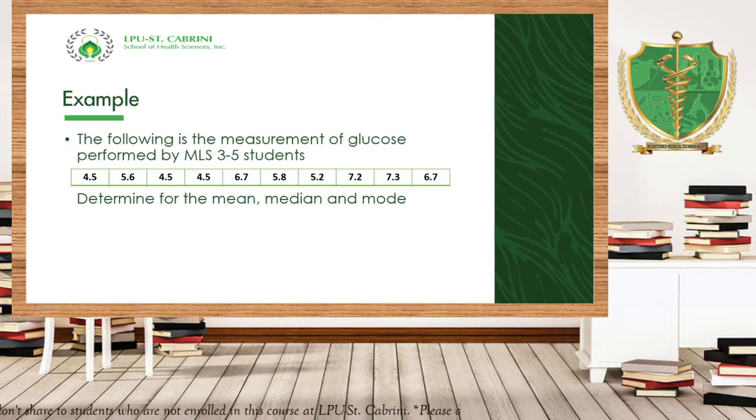Okay, so let's have a review. Example, I will show my whiteboard. For the review, we have the following measurements of glucose performed by MLS 3-5. So we have 4.5, 5.6, 4.5, 4.5, 6.7, 5.8, 5.2, 7.2, 7.3, and 6.7.